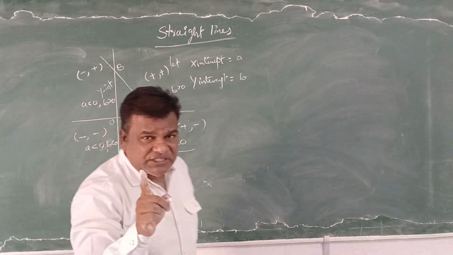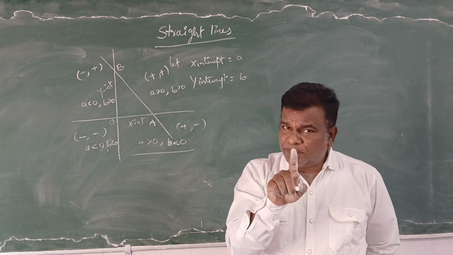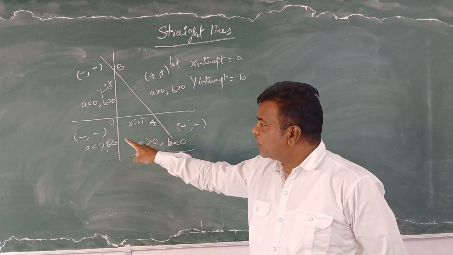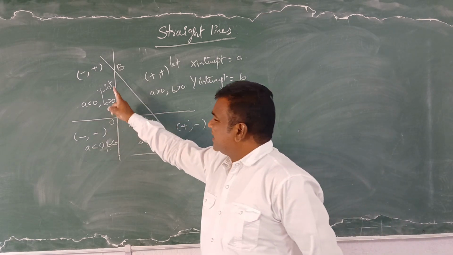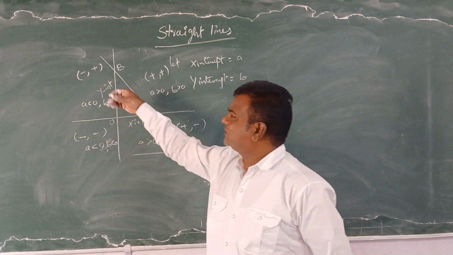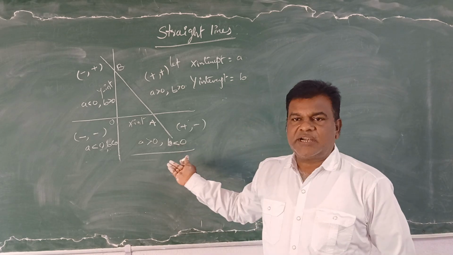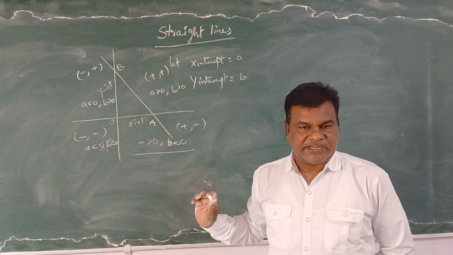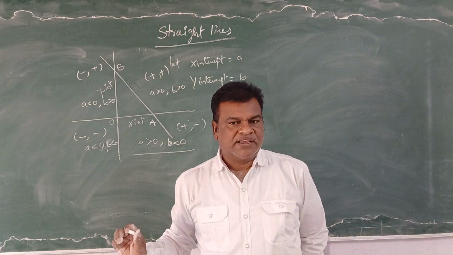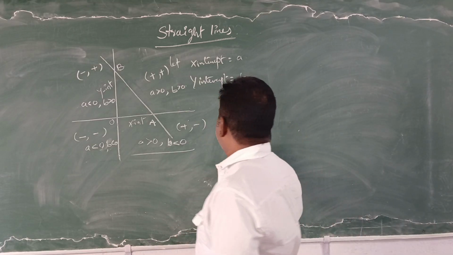Even though intercepts mean length only, and lengths are always taken as positive, according to the quadrants we are going to take the plus-minus difference. Because in the second quadrant x is negative, y is positive. In the third quadrant both are negative. In the fourth quadrant x is positive and y is negative. All of you clear? Are there any doubts? Okay. Next.